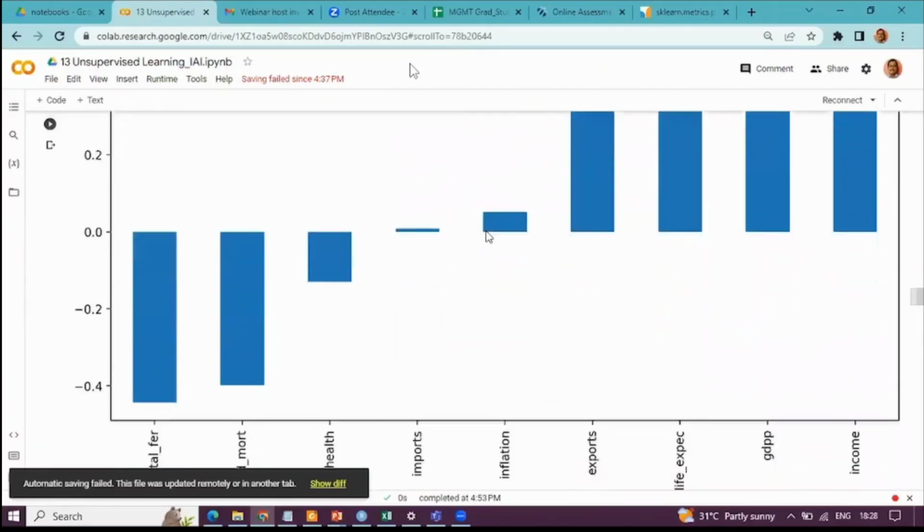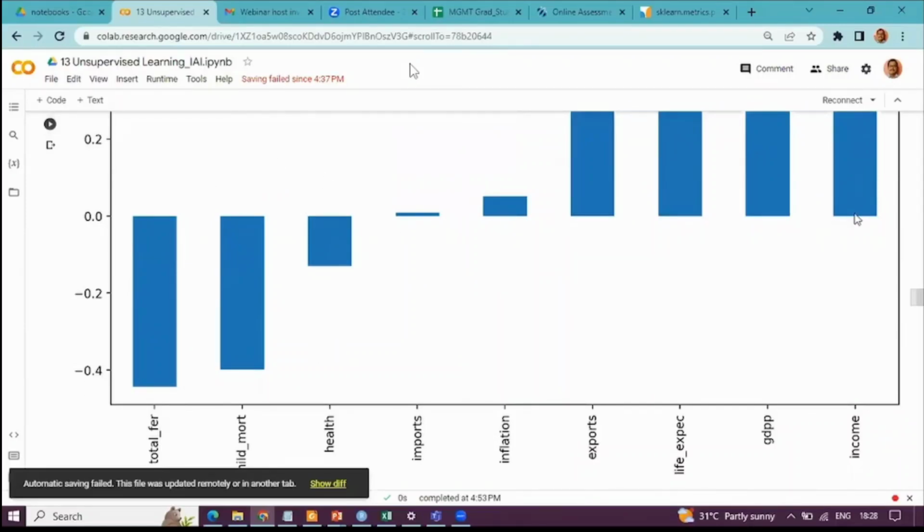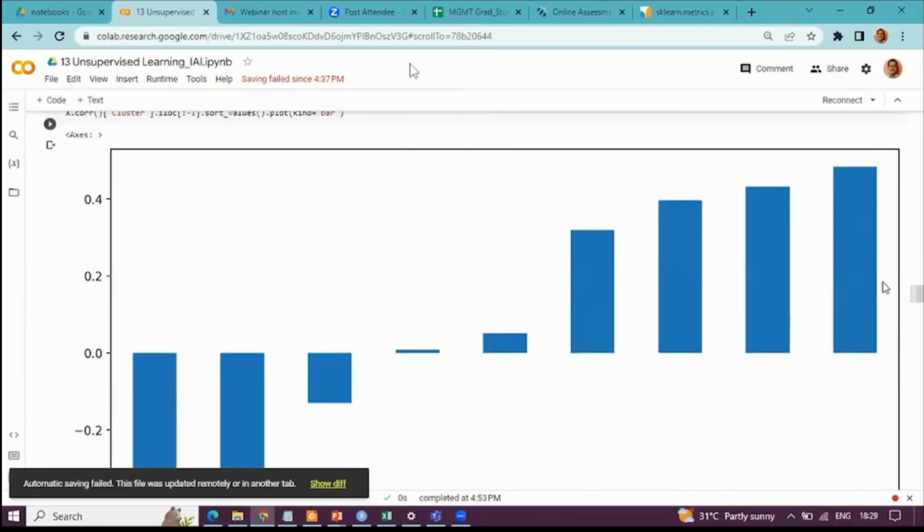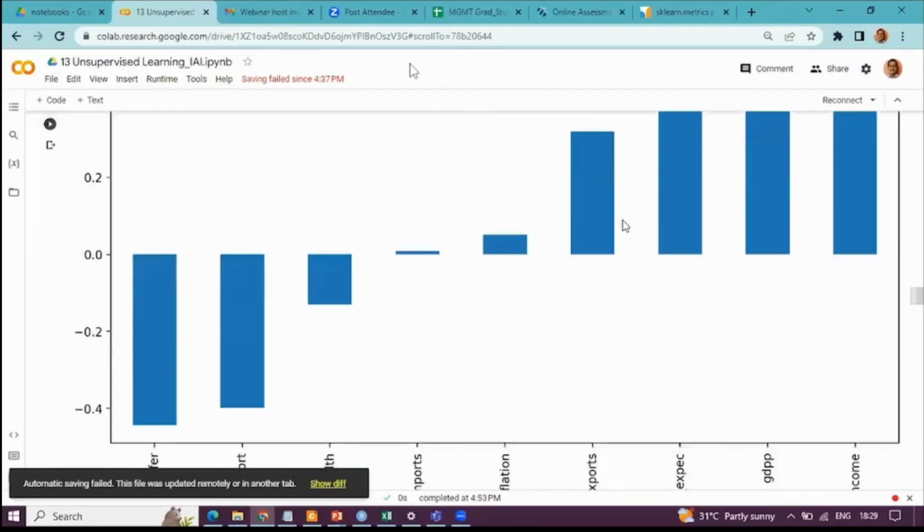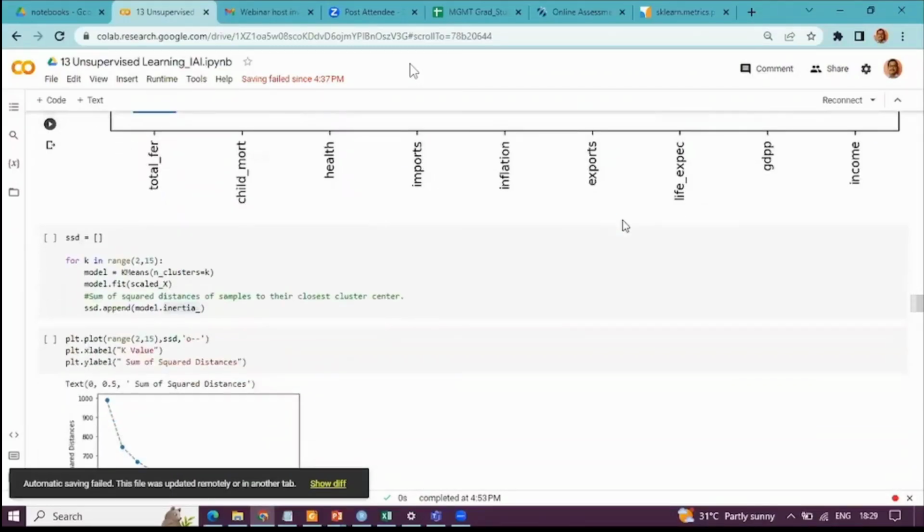The ones towards the left extreme and the ones towards the right extreme are the ones that are really, really important in terms of the clustering. So the clusters are clearly segregated based on the features that are lying on either of the extremes of this typical graph. Now, what should be the ideal number of clusters?